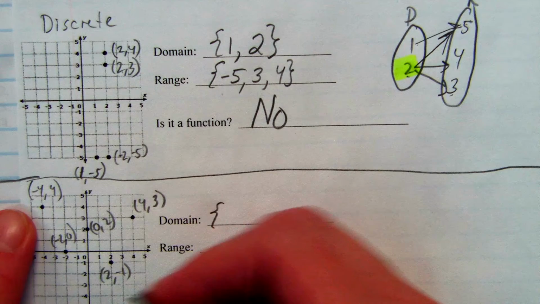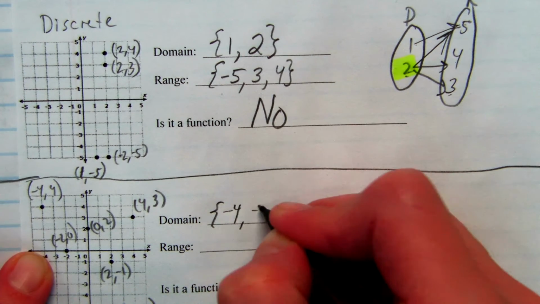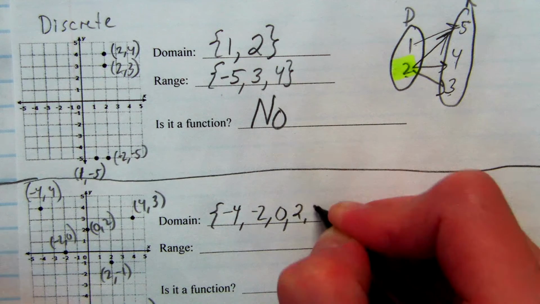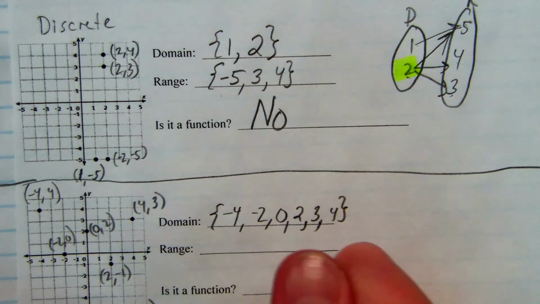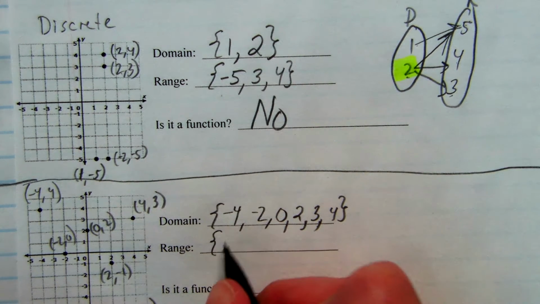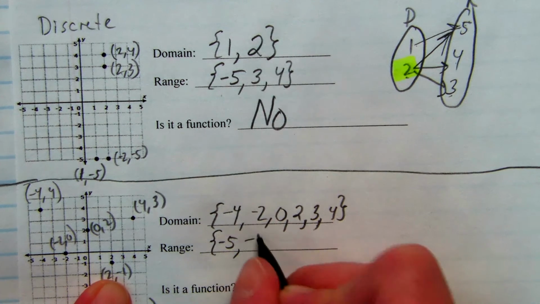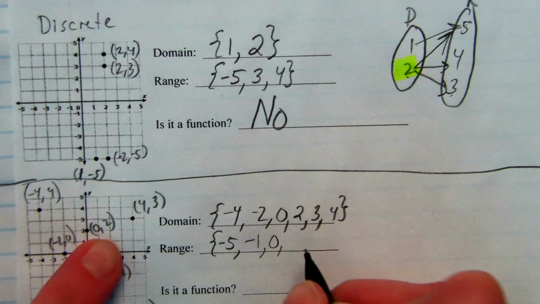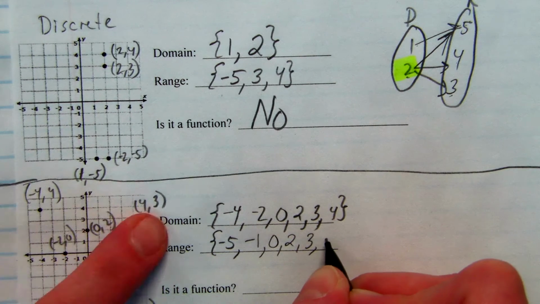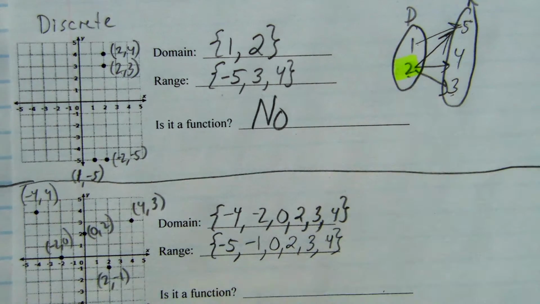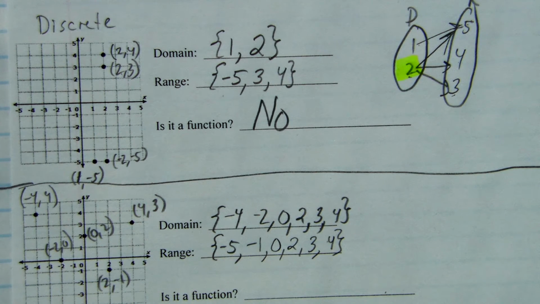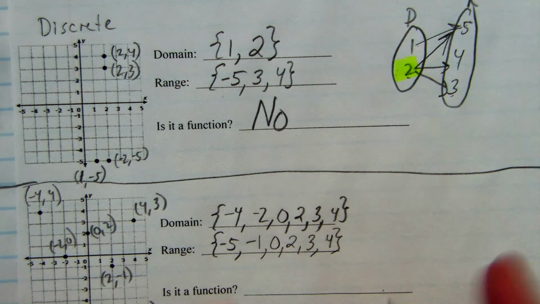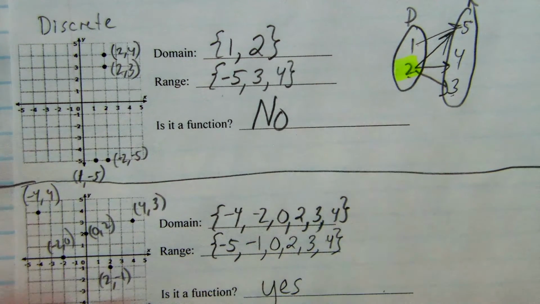So the domain, I like to just go left to right. It's -4, -2, 0, 2, 3, and 4. And then on the range, I like to go bottom to top just to make sure I don't miss anything. So I've got -5 as a y value, -1, 0, 2, 3, and 4. I like to go from the bottom to the top or left to right just to make sure I don't leave anything out. Is this one a function? Yes, because I don't have any x values that are repeating.